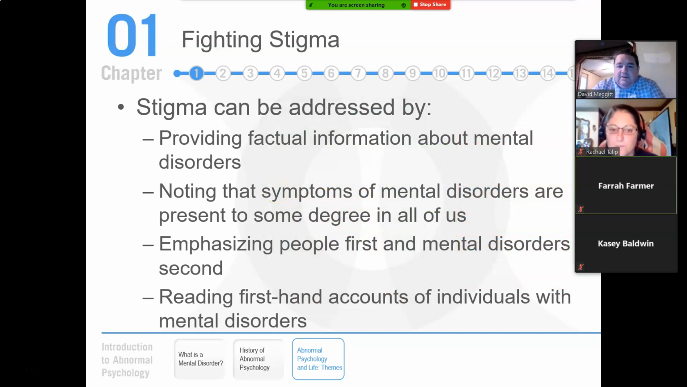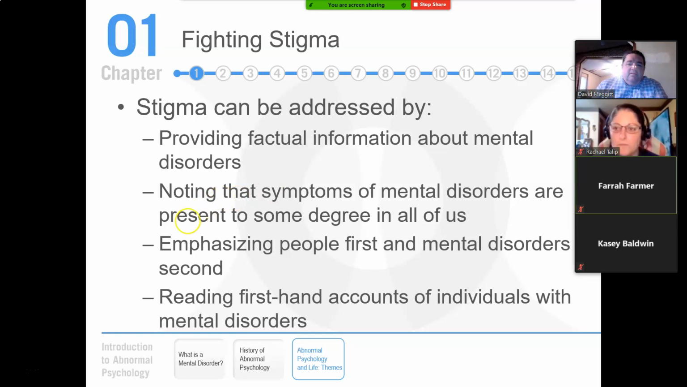Again, stigma can be addressed by providing factual information about mental disorders. People with schizophrenia, believe it or not, have a 71% chance of recovery. And it doesn't have to be active in their life all of their life. It's pretty amazing. Depression, anxiety, these things do not have to be lifelong, and people do not have to maintain medications lifelong. They have the ability to get better from it.